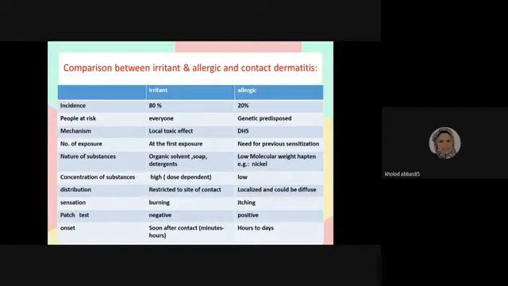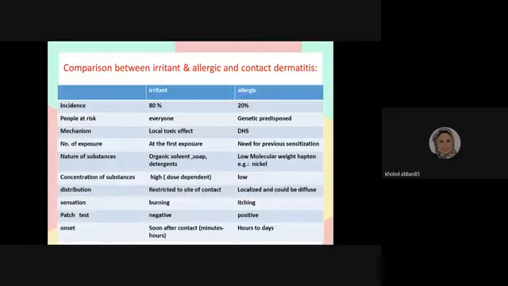The nature of the substance: for example, organic solvents, soap, and detergents. While in allergy, we have a low molecular weight hapten, which is an allergen, for example nickel. Concentration: usually in irritant we need a high concentration, as we said, to cause direct cell damage. In allergy, any dose can cause the allergy if a person is predisposed, even low doses. Distribution: restricted to the site of involvement, while allergy could be localized, restricted, or generalized.